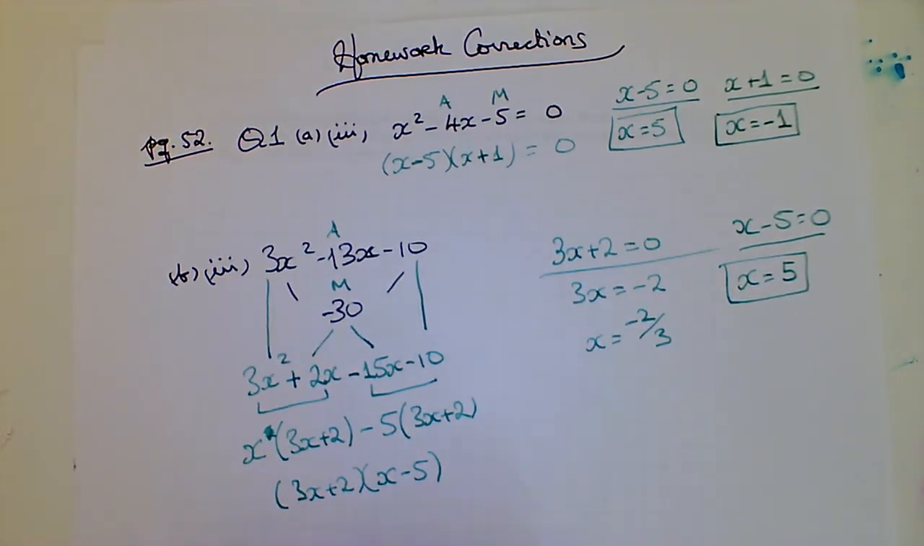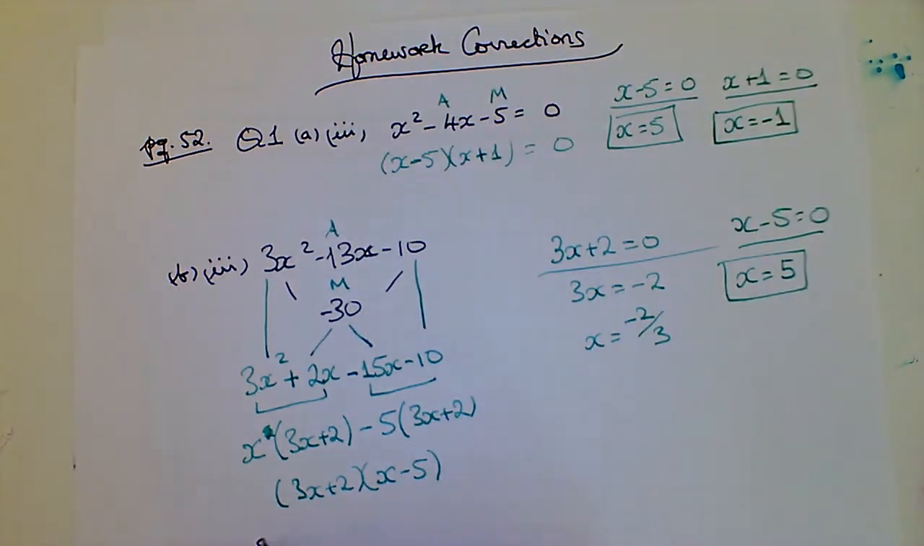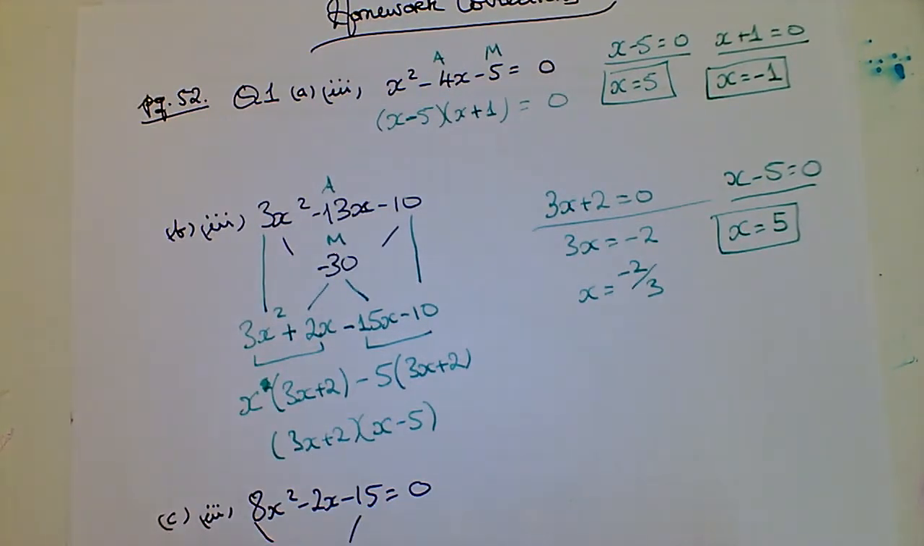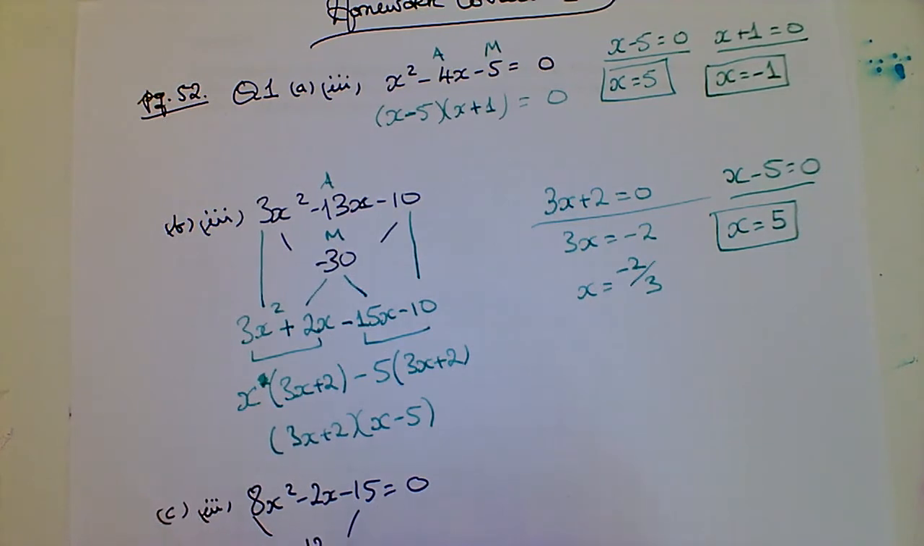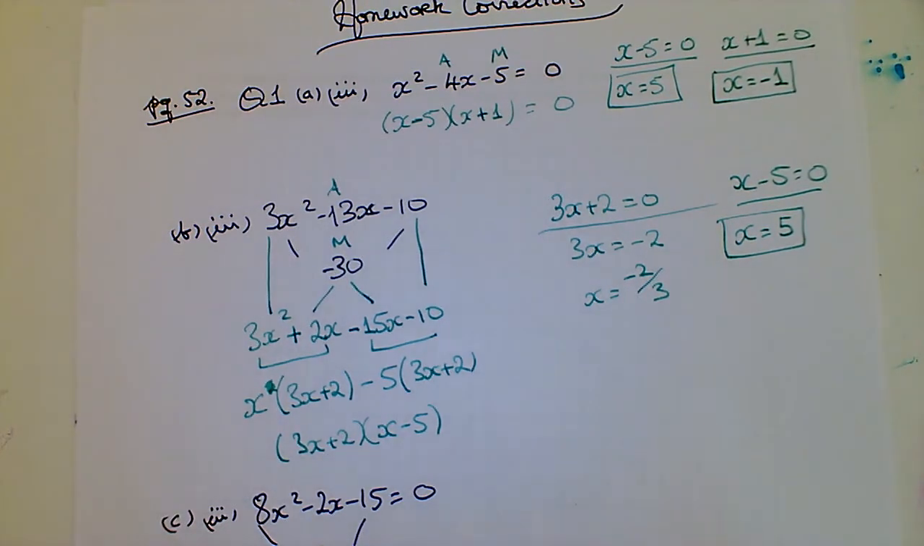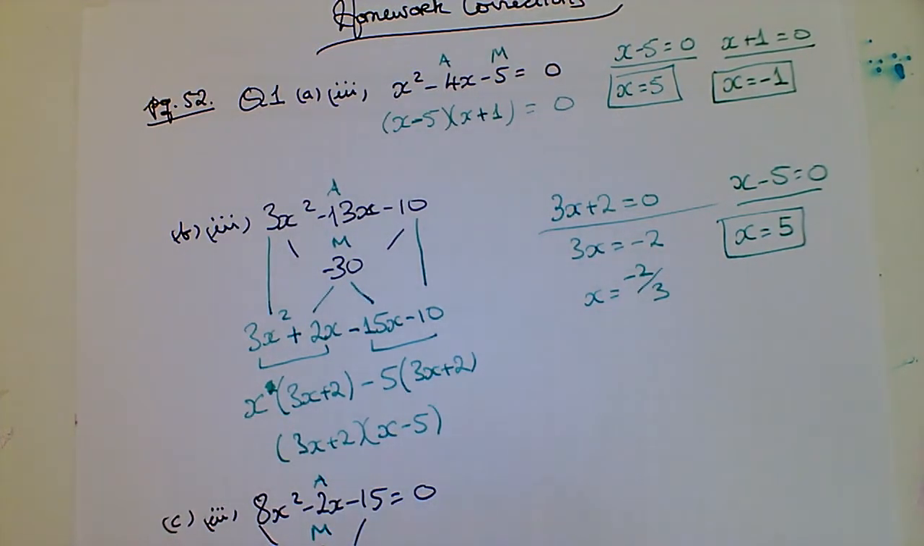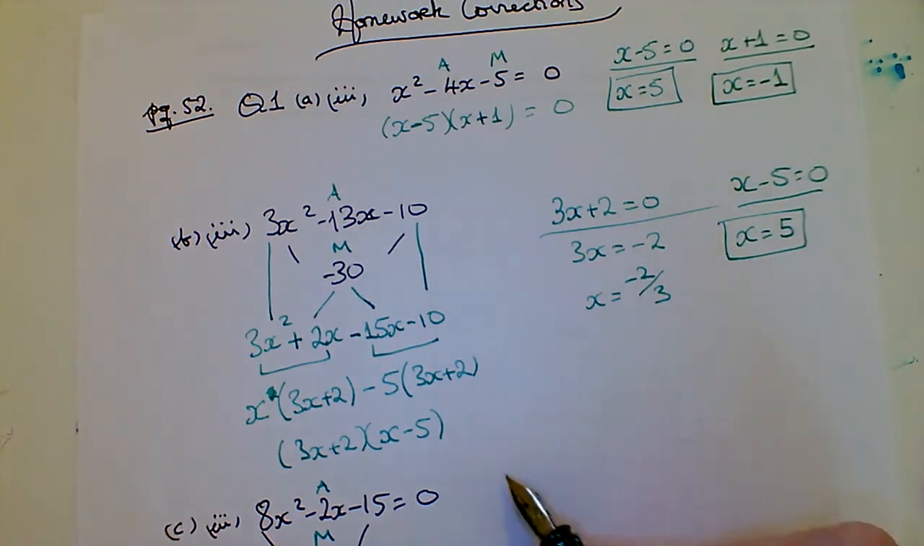C part 3. We have 8x squared minus 2x minus 15 equal to 0. Multiply to get my guide number, and 8 by minus 15, it's important that we keep the sign, is minus 120. Now, I'm looking for two numbers that will add to give me a minus 2 and multiply to give me a minus 120.